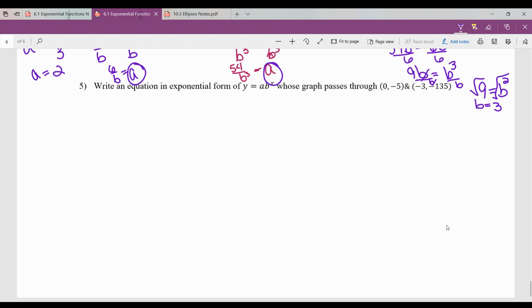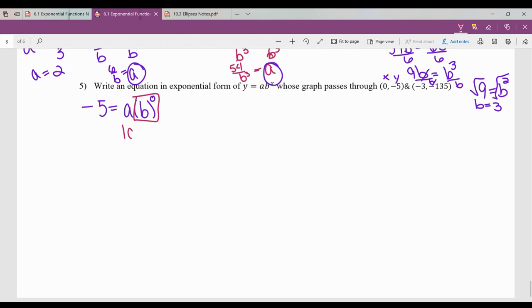All right, so saved a little tricky one for last. So we've got the exponential equation going through the point (0, -5). So I'm going to go, that's my x, that's my y. So -5 equals a times b to the x, which is 0. And I know anything raised to the 0 power is going to equal 1.